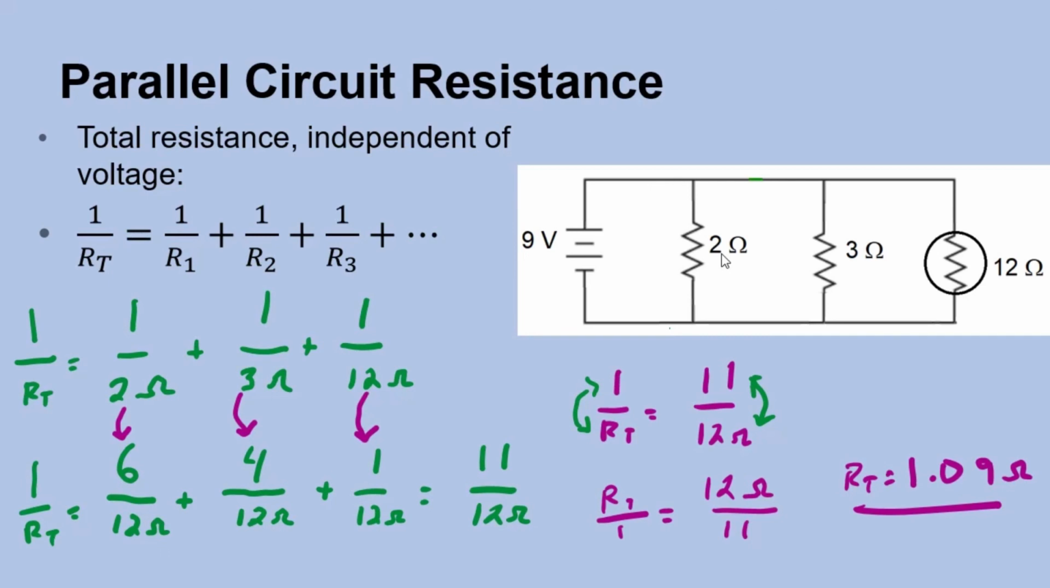So we see very quickly that our rules from before are still true. The total resistance is less than the least of the resistors. And this is how we can do this. It doesn't matter what the voltage is. This allows us to figure out the total resistance of just any combination of resistors that we have in parallel.